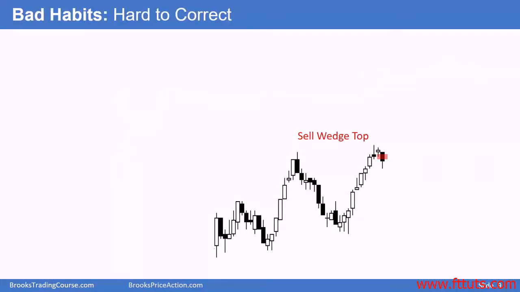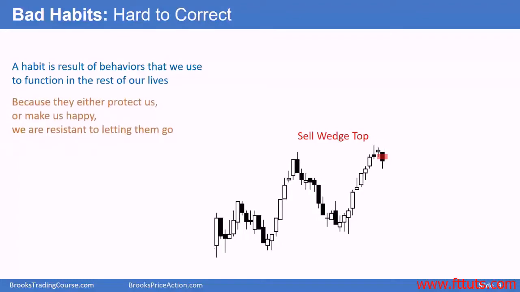Bad habits, like taking trades that you get excited to take because the risk reward is fantastic, bad habits are hard to correct. A habit is a result of behaviors that we use to function in the rest of our lives. We all have lots of habits and we like them. They're functional. The good habits are functional. They help us do well. They protect us, they make us happy, and as a result, we don't want to let them go. That is true with trading as well.